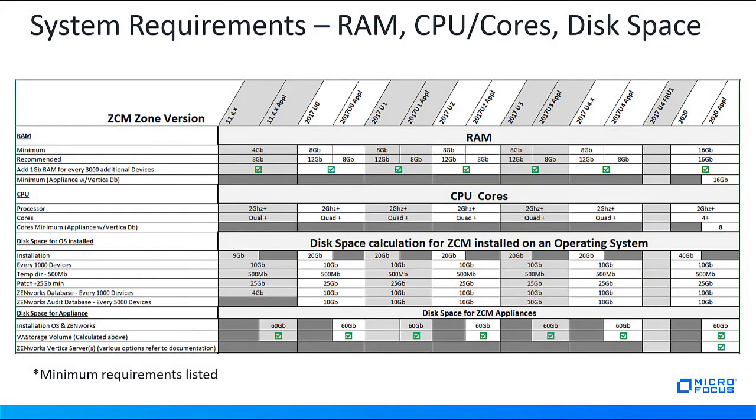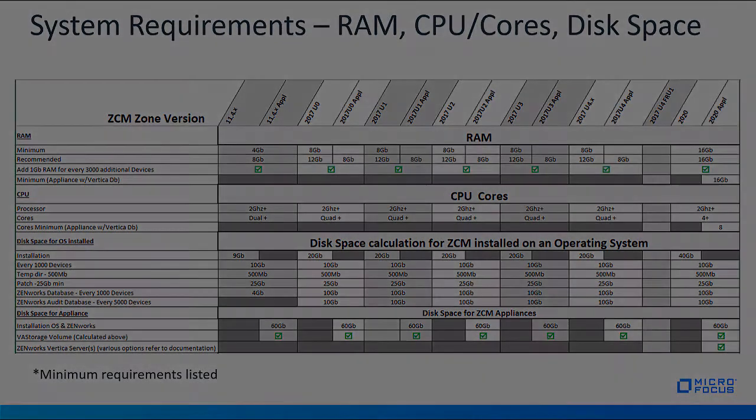System requirements for RAM, CPU cores, and disk space. This hasn't changed too much until you get to 2020. You can see it changed from 11.4 to 2017, and then moving from 2017 to 2020 it changed again, at least for the minimum and recommended RAM. Part of that is due to the Vertica database. And then the disk space needed for installations hasn't changed too much, but double check this or the documentation to make sure that you're within specifications.